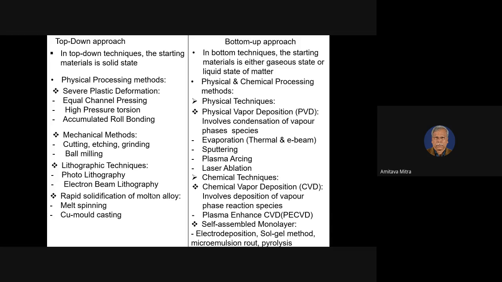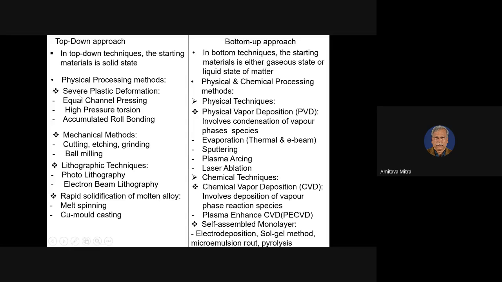Suppose I am telling you about severe plastic deformation. This is one method in the top-down approach. What you can do with the material here cannot be done by the rapid solidification technique, because for some of these materials the melting point is too high for you to utilize it.